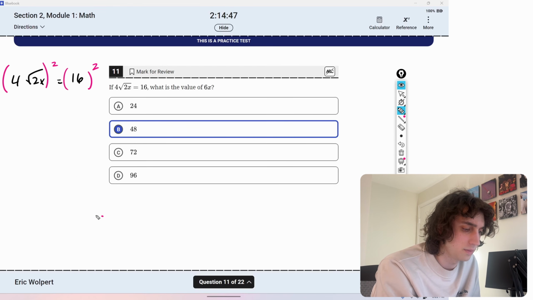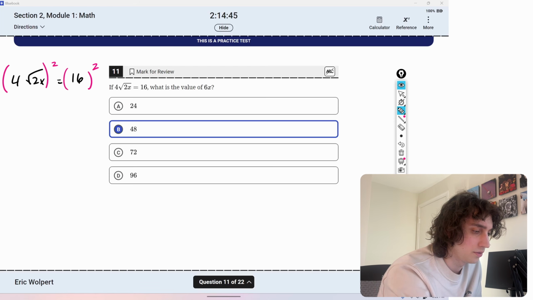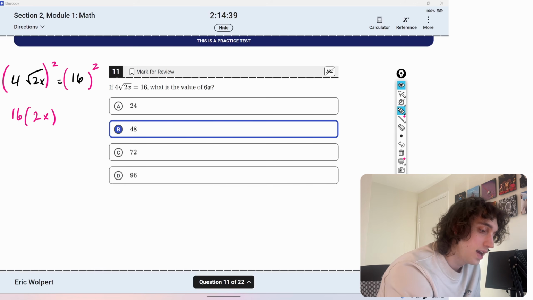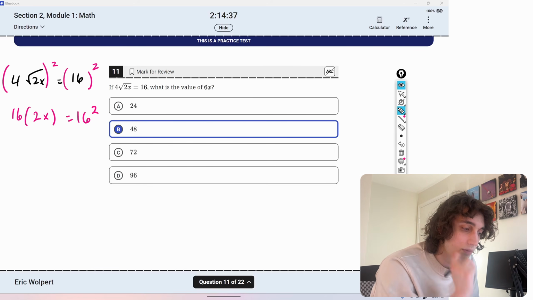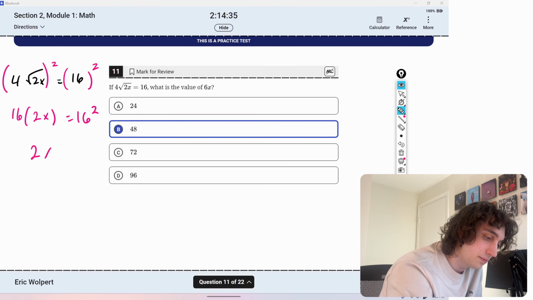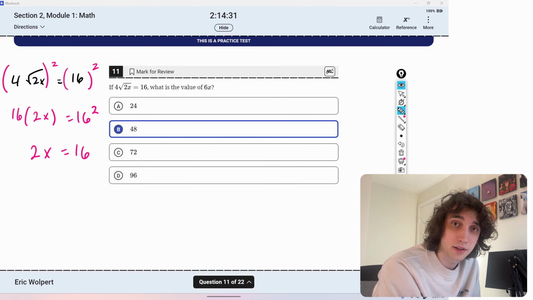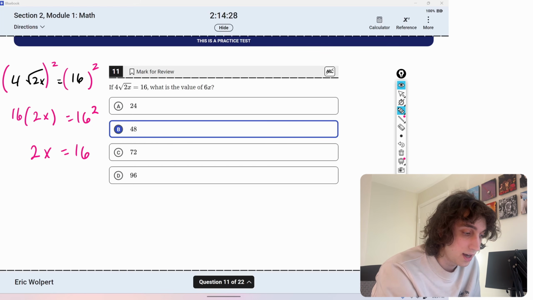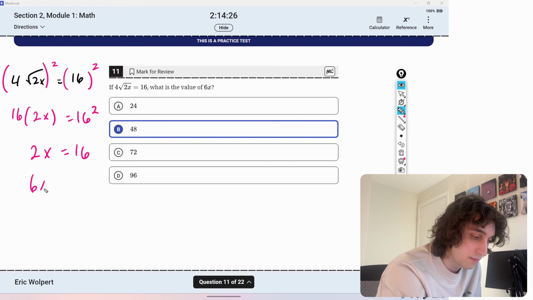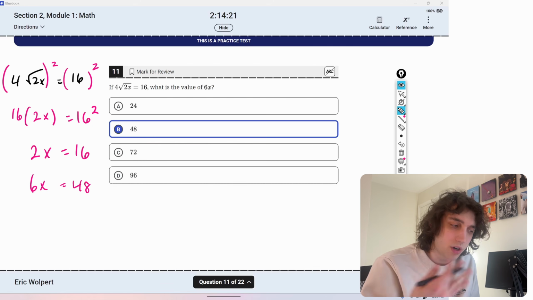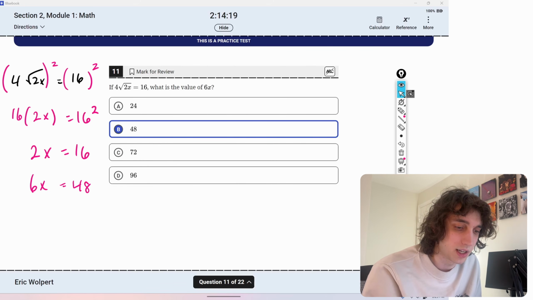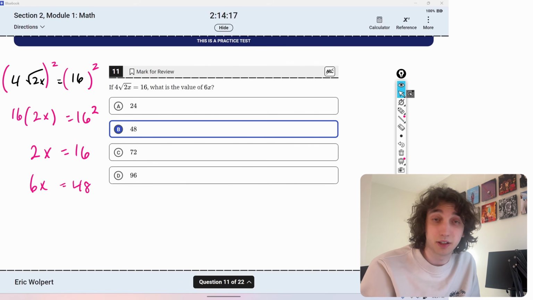Because this confuses people of like why we don't just say that 16 rad 2x, but rather 16 times 2x. And then here we have 16 squared. I can divide both sides by 16 to get 2x equals 16. And then instead of solving for x and then multiplying by 6, I can get from 2x to 6x by multiplying both sides by 3. Probably about the same amount of time as if you use Desmos, although Desmos is typically more reliable.